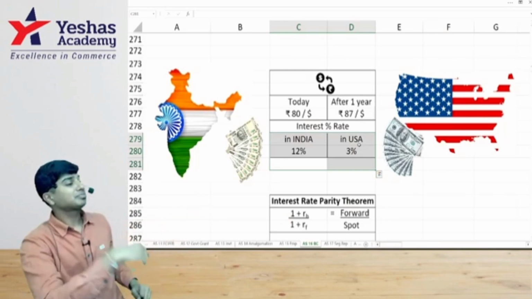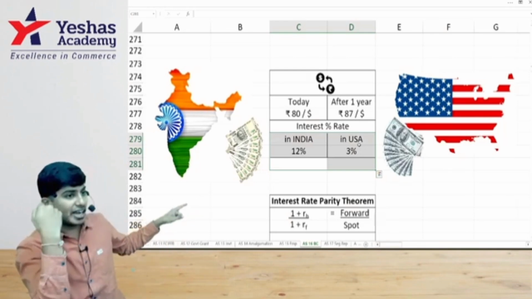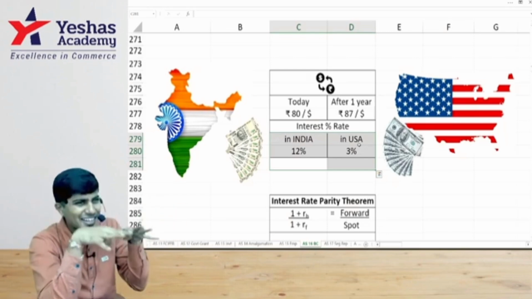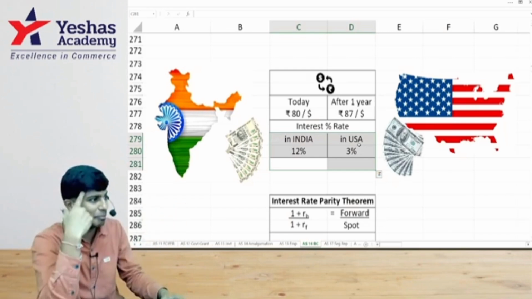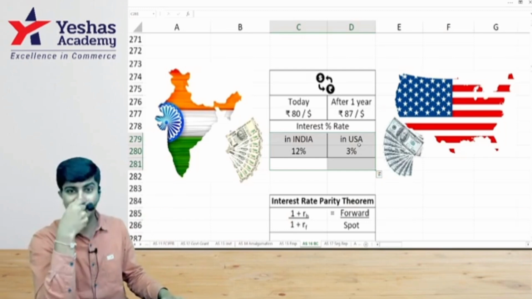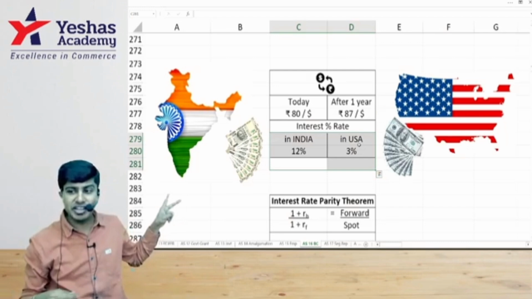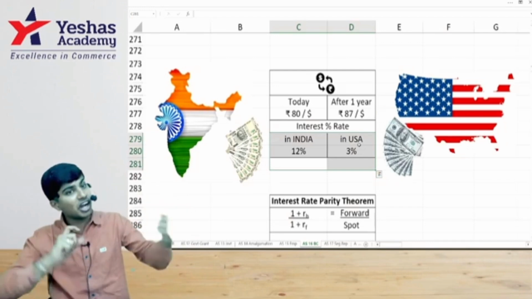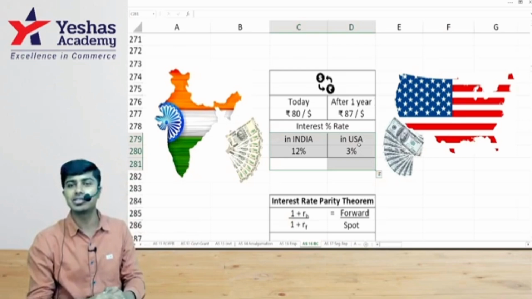Let me repeat once again. If you borrow the loan in India at 12%, you pay higher interest. If you borrow the loan in USA, you pay lesser interest, 3%. That's what is happening in our mind. But IRPT, interest rate parity theorem, says that this interest differential between two countries is the basis based on which the currency rates will move between two countries.